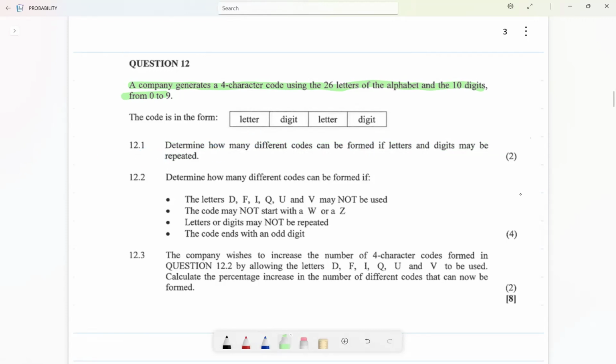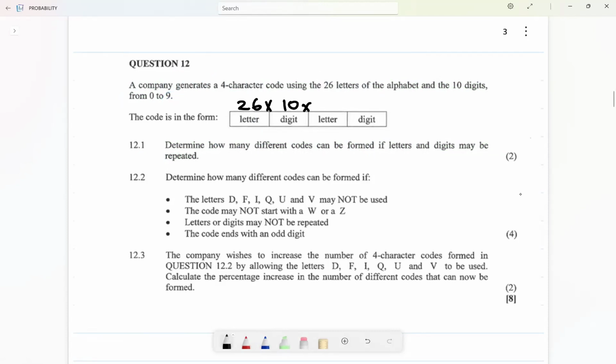So if they may be repeated, how many letters fight for the first position? Remember, there are 10 digits. I'm starting with letters. How many letters do I have? I have 26. So 26 letters can fight here, multiplied by how many digits? There are 10 digits, so they can fight here.